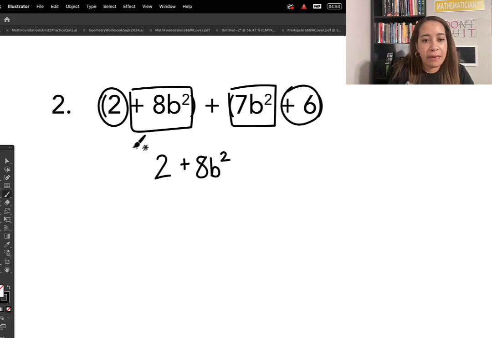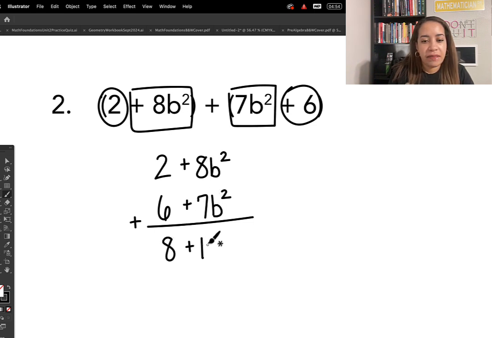Our 6 matched our 2, and our 7b squared matched our 8b squared. So I'm going to write plus 7b squared. This time we had to rearrange the terms so that I could get the matches in the same columns. 2 plus 6 gives us 8. 8 plus 7 is 15. So our final answer is 8 plus 15b squared.